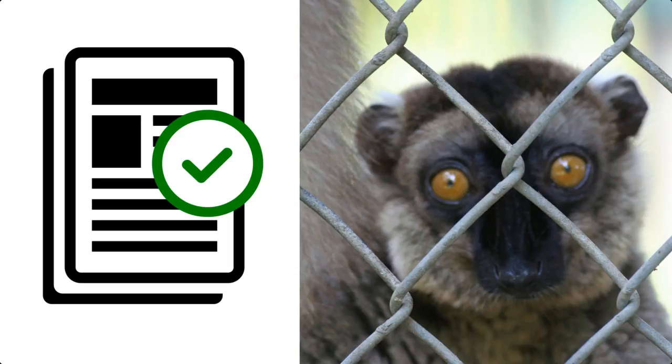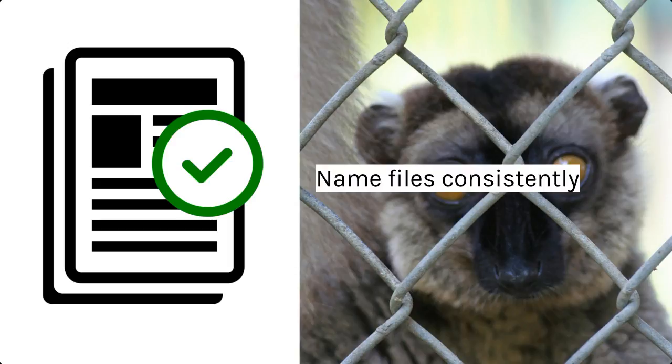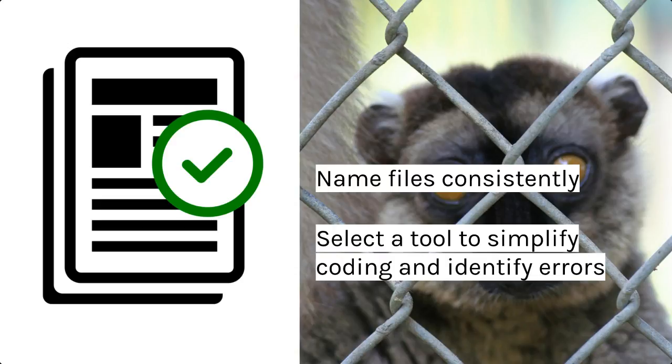Some suggestions for preventing a scenario like this would be to be consistent with how you label and name files and text within files. This may have prevented the human error involved in coding within this study. You may be able to select a tool that simplifies coding and identifies errors. Consider these features when selecting a tool. You might also use a script to automate the assignment of codes in a given tool.